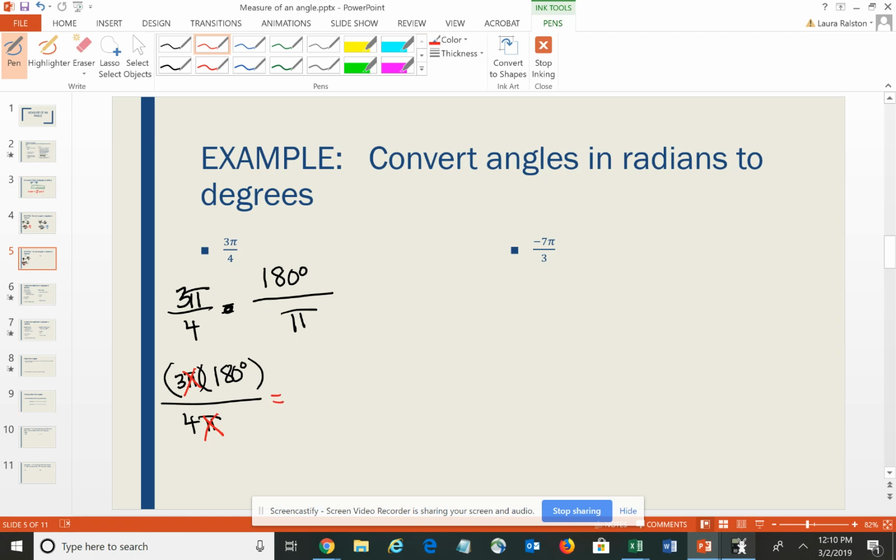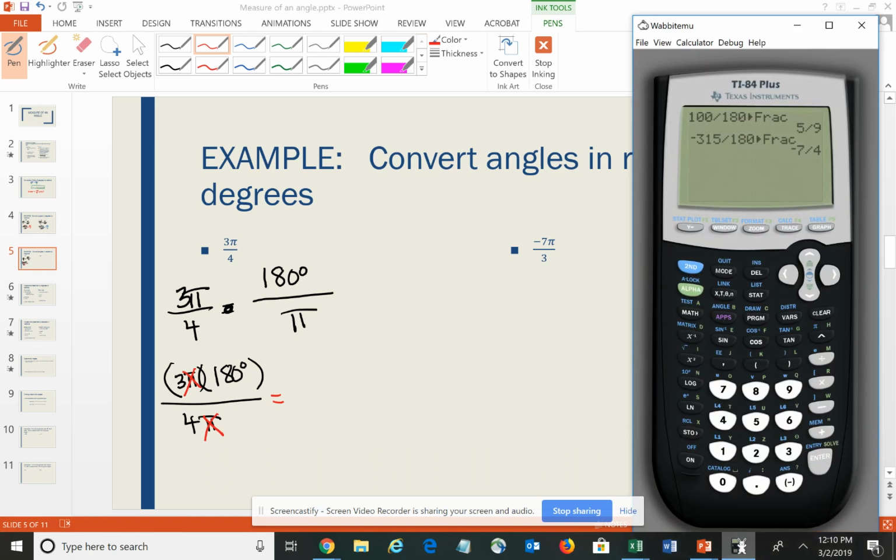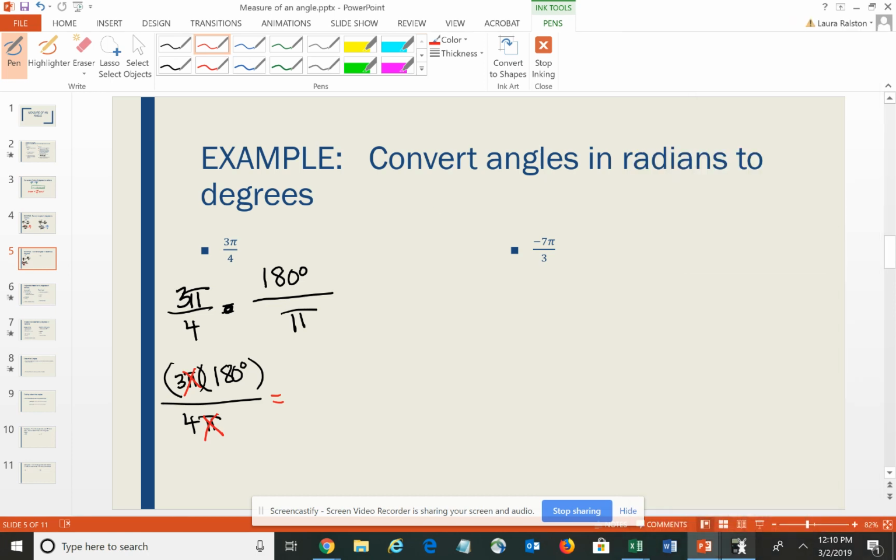3 times 180, again, you might be able to do that in your head. 180 times 3 is 540. So I get 540 divided by 4. 540 degrees divided by 4, which if I do that division gives me a value of 135 degrees. So 3 pi fourths corresponds to 135 degrees.